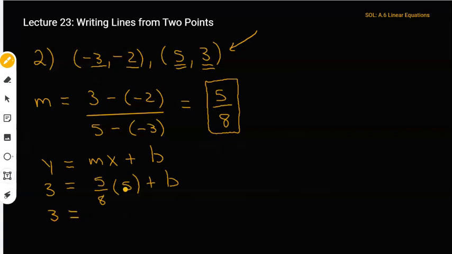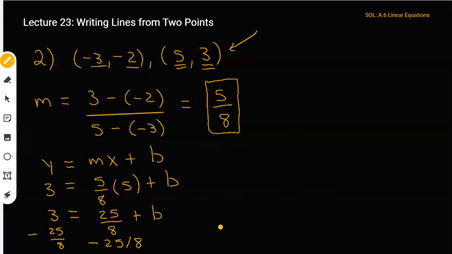5 over 8 times 5. 5 times 5 is 25. And I'm going to leave the 8 in the denominator. So now to get b by itself, I need to subtract 25 over 8 from both sides. Let's go ahead and do that. I'm going to subtract 25 over 8 on both sides.